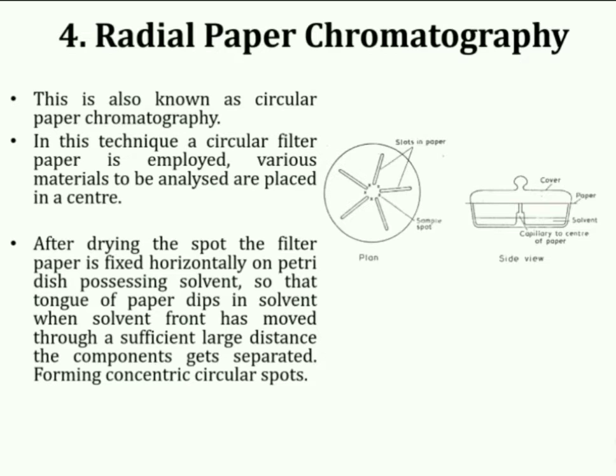Next type is radial paper chromatography. This technique is also known as circular paper chromatography. In this technique, the spot of the mixture is applied at the center of a round paper held on a flat surface. The solvent is fed at the center with the help of a tongue touching the paper as well as the developing solvent. In this technique, solvent spreads by the usual capillary force and the components of the sample mixture are separated by radial development in the form of concentric circular spots.